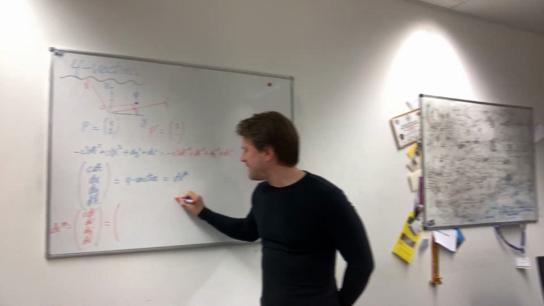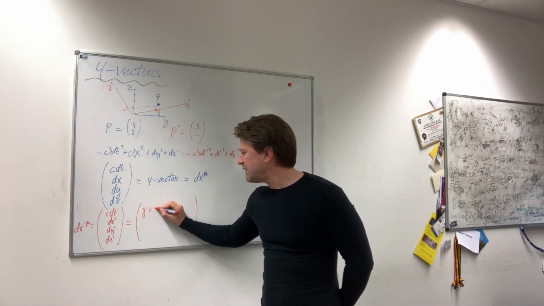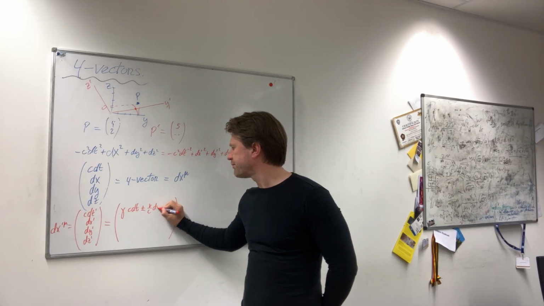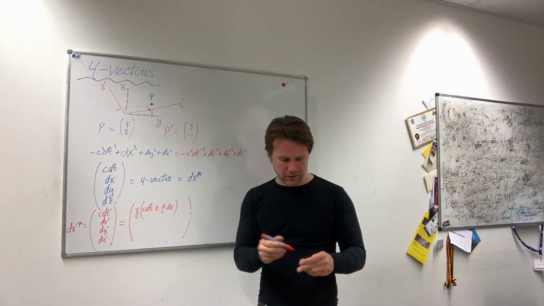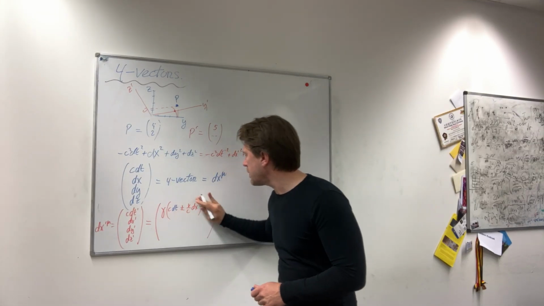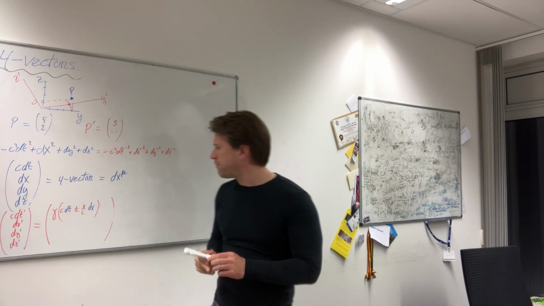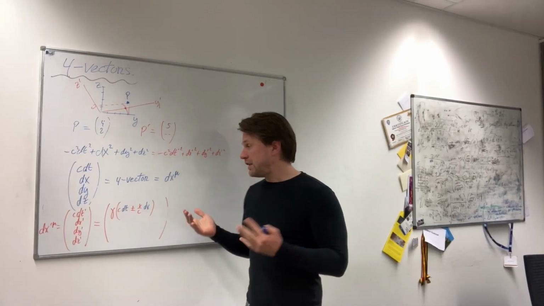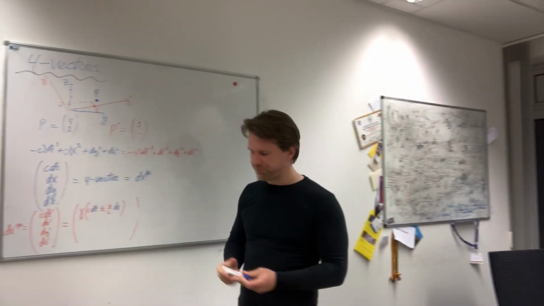So let me write it down. c dt primed is the same as gamma c dt plus or minus, depending on which direction things are moving, dx. That's the Lorentz transform. Let me stick to my color code consistently. This is if I know the amount of time and the amount of space in the unprimed system, the blue system, I know how I can find the ones in the primed system, the red system.